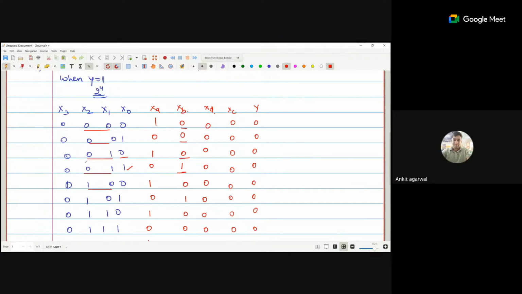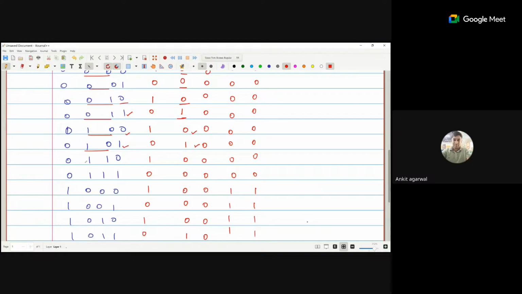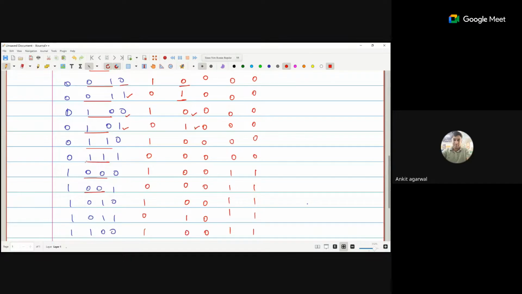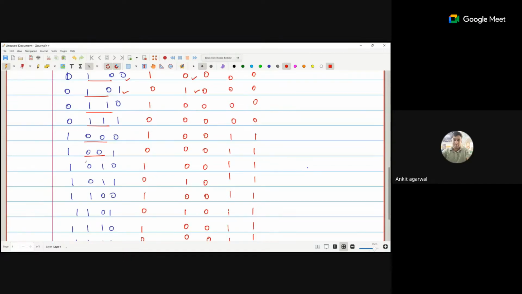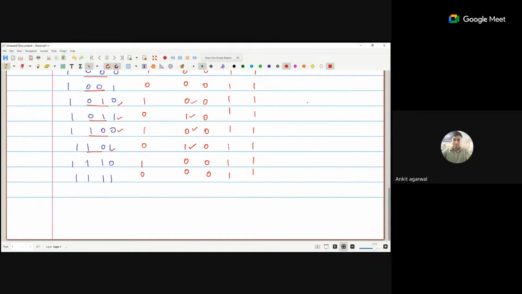Both inputs different, then x naught is 0, so 0. Both inputs different, when x naught is 1, output xb is 1. Okay, same, no issue. Xb is 0. Different, but x naught is 0, so 0. Different, but x naught is 1, that means 1. Different, but x naught is 0, 0. Different, but x naught is 1, 1. Again same. Okay, the xb is 0. Clear? So xb is clear.